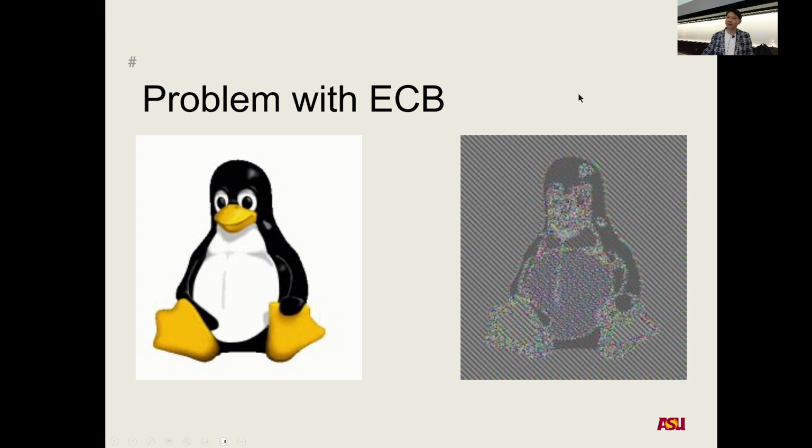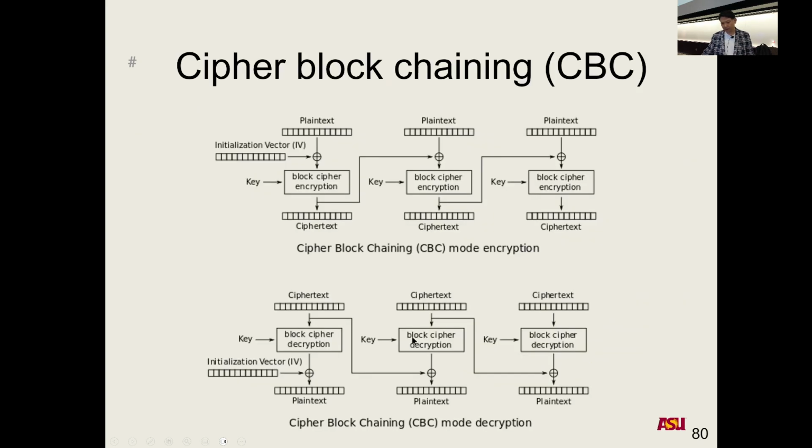So in the real world, the ECB mode is not used anymore. It is very vulnerable to figure out or guess. So what is the plain text like that? ECB mode allows us to figure out the plain text easily by discerning some specific patterns.